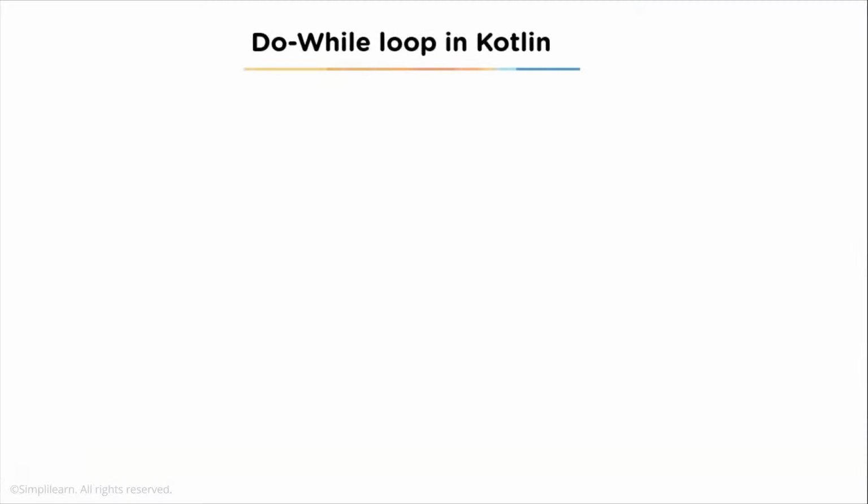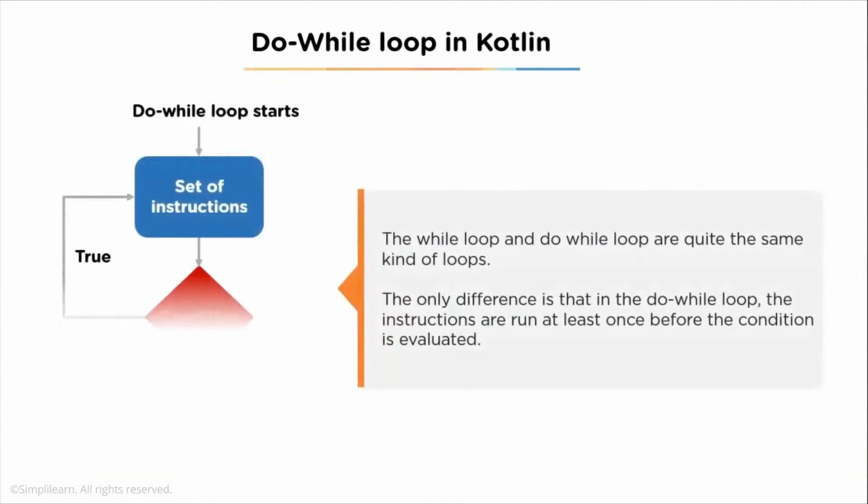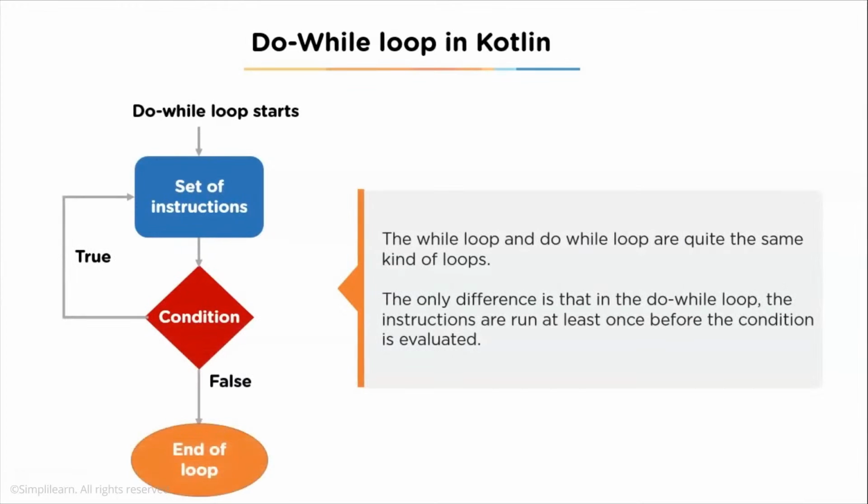The do while loop. The while loop and do while loop are quite the same kind of loops. The only difference is that the function is run at least once before the condition is evaluated in the do while loop. The while loop, on the other hand, checks the condition before executing the function.